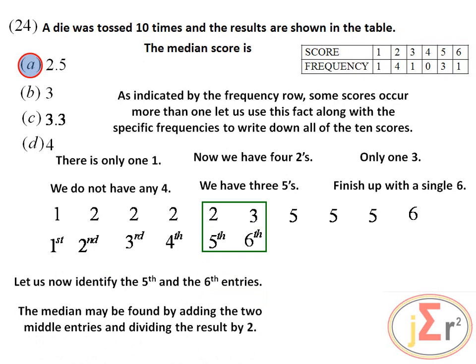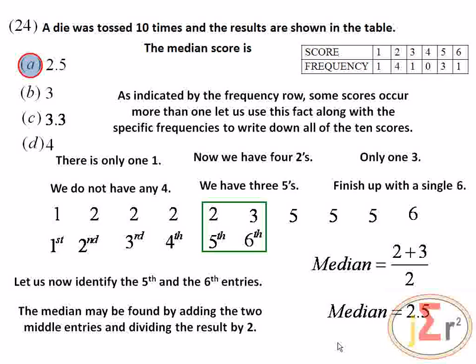The median may be found by adding the 2 middle entries and dividing the result by 2 as before. So 2 plus 3, of course, the 5th entry is a 2 and the 6th entry is a 3. Adding them and dividing by 2, the result is 2.5 as before, right here.